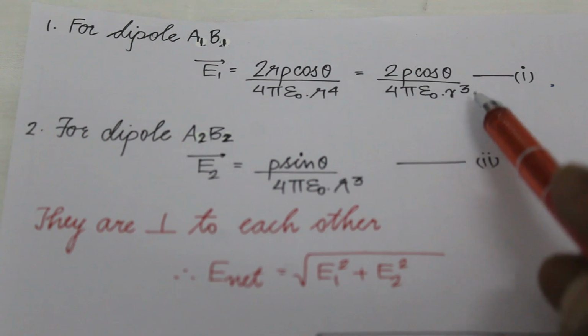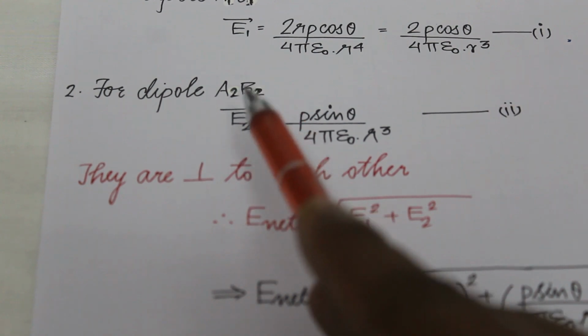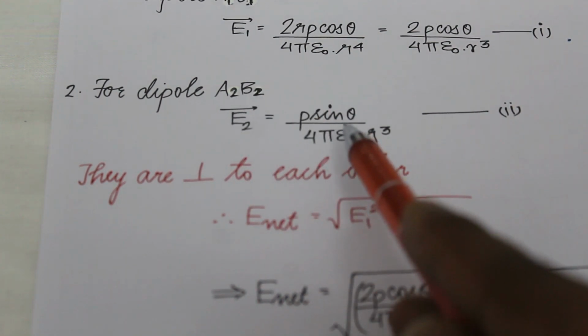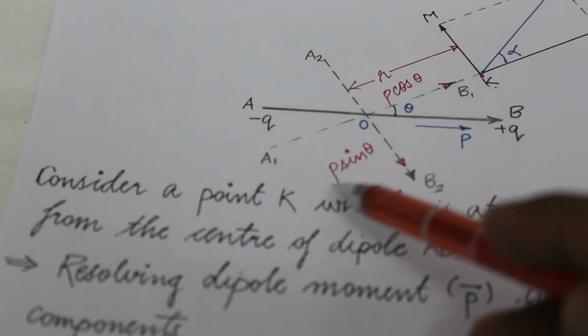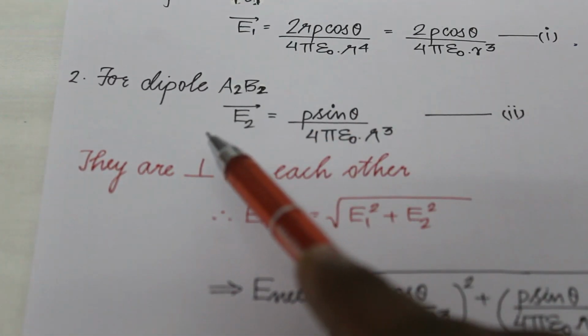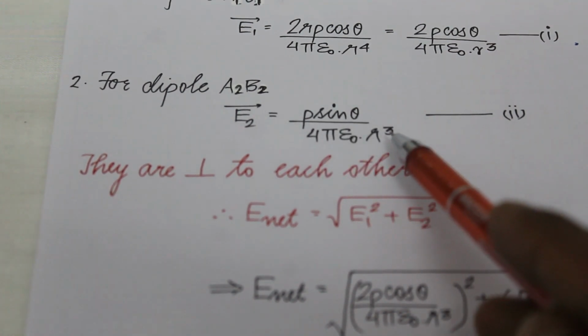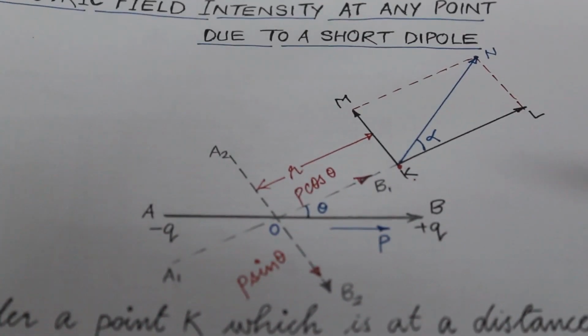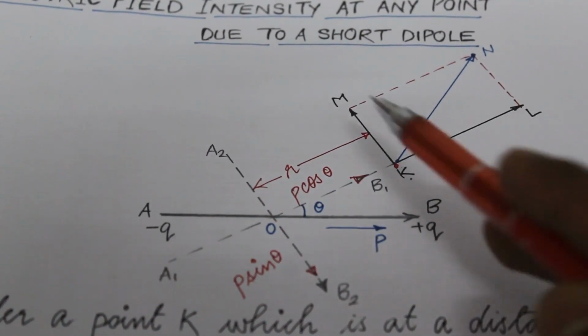Similarly, for the second dipole A2B2, we'll use the equatorial formula. The equatorial formula is p upon 4 pi epsilon naught r cube. But since for dipole A2B2 the dipole moment is p sin theta, it will become p sin theta upon 4 pi epsilon naught r cube. Now in the diagram, as we have seen, the electric field intensity due to the axial dipole A1B1 was KL, and due to A2B2 it is KM, and both of them are perpendicular to each other.